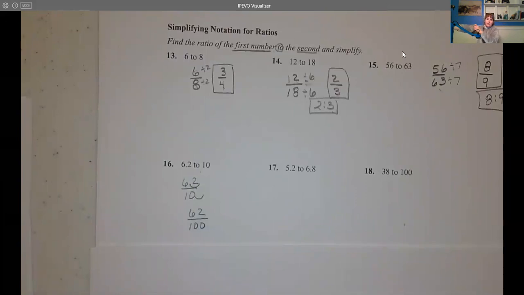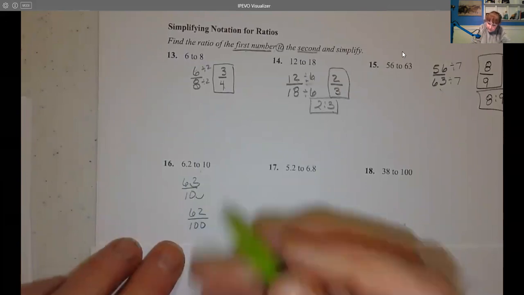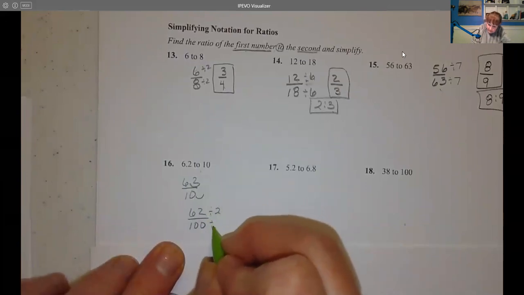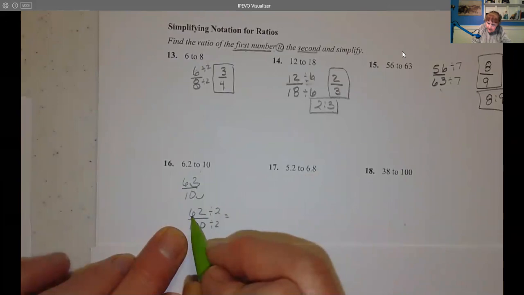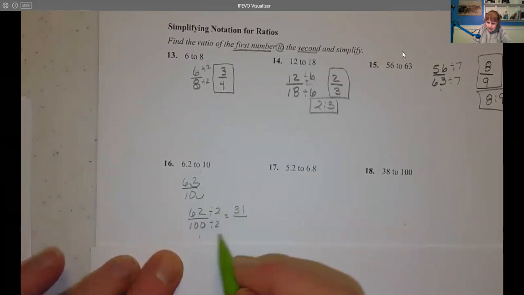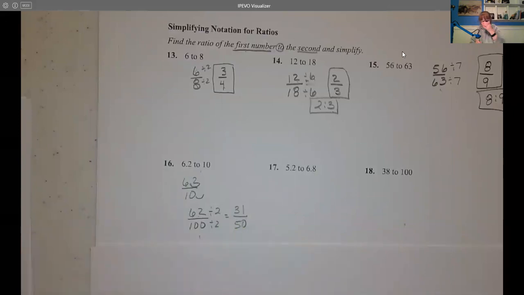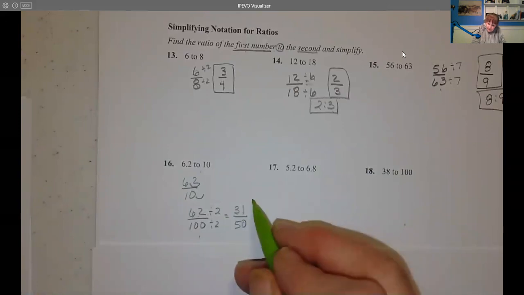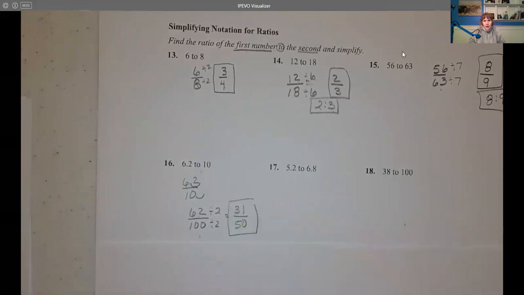And now you can just start to reduce it. You can say, okay, well, they're both even. So I'm just going to divide them by 2. And then I'll see. Well, 62 divided by 2 is 31. 100 divided by 2 is 50. Looks like maybe that's it. All right, because you can't divide 31 by 2. Can't divide it by 3 because the digits add up to 4 and 3 doesn't go into 4. So then we're done. Okay, let's do another one.